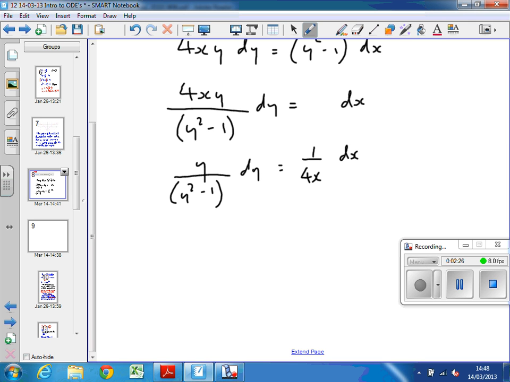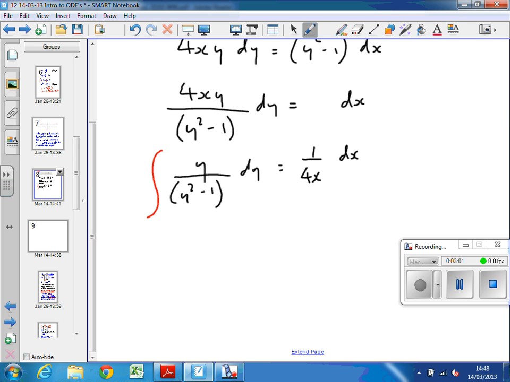It might make it easier for us actually if we leave the 4 on the top, we can do it either way, but that might in hindsight have made it a little bit easier because we're just left with 1 over x. But it doesn't matter, it'll work out the same either way. Yes, that's right, 4y over y squared minus 1. So you could have left the 4 on the left hand side. In fact, you could try doing this again with the 4 left over there and see what effect that has. Okay, so now we've separated the variables, we just integrate both sides.